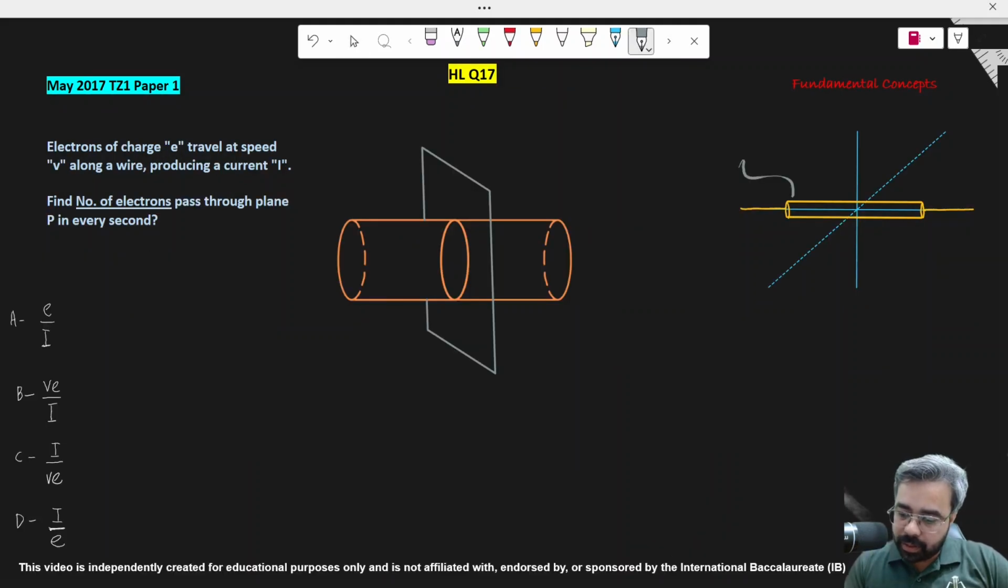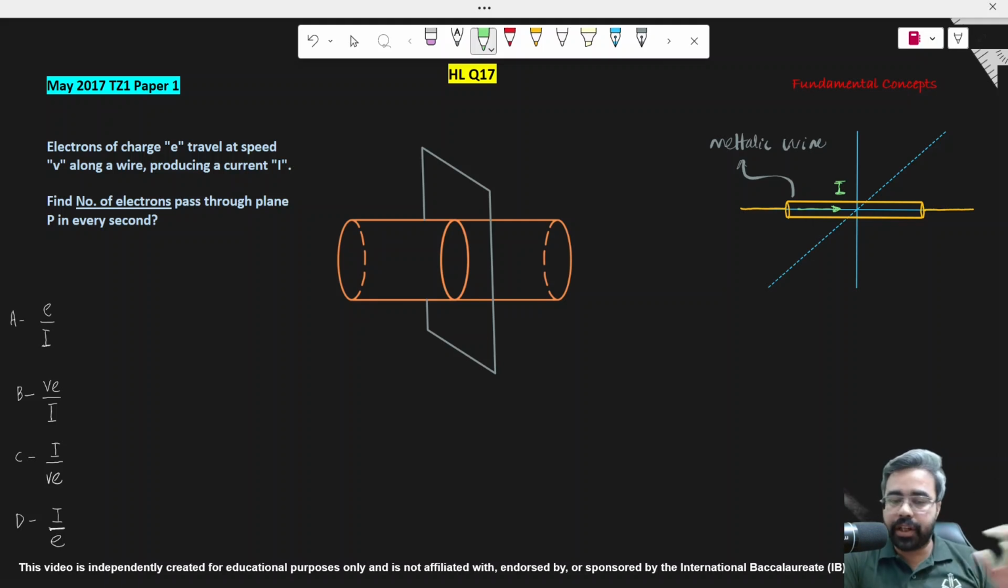Here is a metallic wire in which the current I is flowing. So let's say this is the direction of current. This current I is basically the rate of flow of charge. It doesn't say that it is the flow of charge. It tells you how many charges have moved through a certain cross-sectional area per unit time, per second or per minute or per hour. That is what current is, and it is measured by the ammeter.